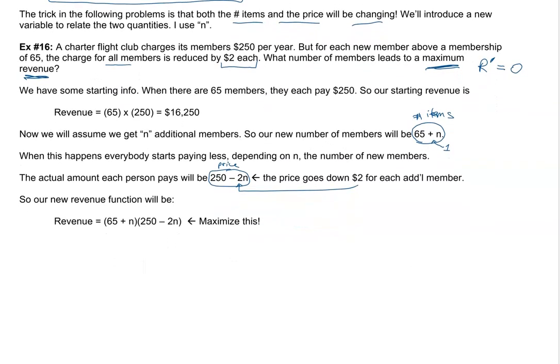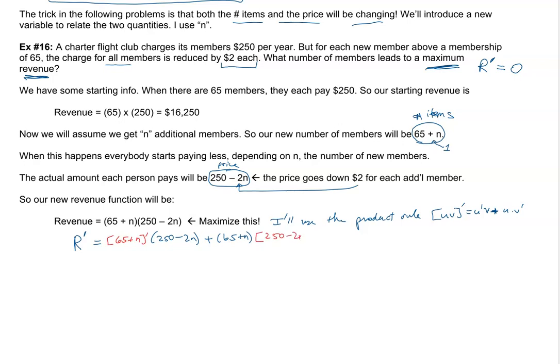So here we go. Our variable is actually n, and we could multiply out, but I'm going to use the product rule. Why not practice it? That's u times v prime, or u prime v plus u v prime. So we'll do that on this particular function. R prime, maybe on this first example, I'll write it out. We're going to take the derivative of 65 plus n and multiply that by 250 minus 2n. Plus, now we leave the 65 plus n alone, and we multiply by the derivative of 250 minus 2n.